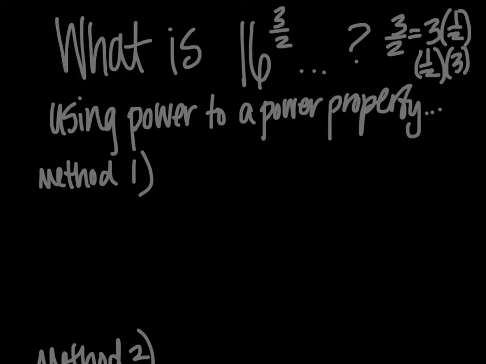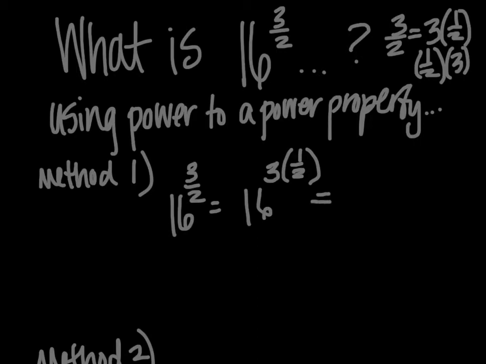So we have 16 raised to the 3/2, and we know 3/2 could be written as 3 times 1/2. And so that's 16 raised to the 3 times 1/2. I'm going to break it down. The power to a power property tells me that one power raised to another power, we can just multiply them together.